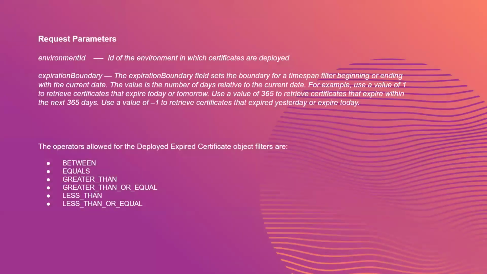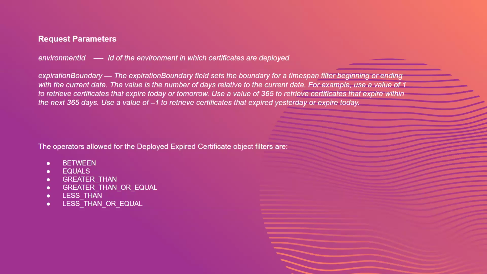Environment ID is the ID of the environment in which the certificates are deployed. Expiration boundary is a boundary for timestamp filter beginning or ending with the current date. The value is the number of days relative to the current date. For example, if we pass 1 as a value for this parameter, it retrieves certificates that expire today or tomorrow.